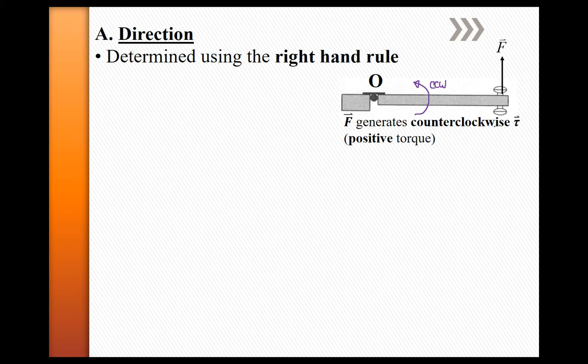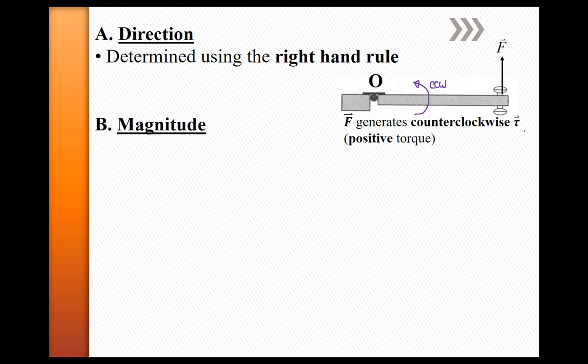And according to the right-hand rule, counterclockwise torque is positive torque. The right-hand rule, again, is like you take your thumb and point it out of the page at you, look at the curl of your fingers, and the curl of your fingers tells you the direction of the positive rotational direction, which would be counterclockwise. Okay, so that's my direction.